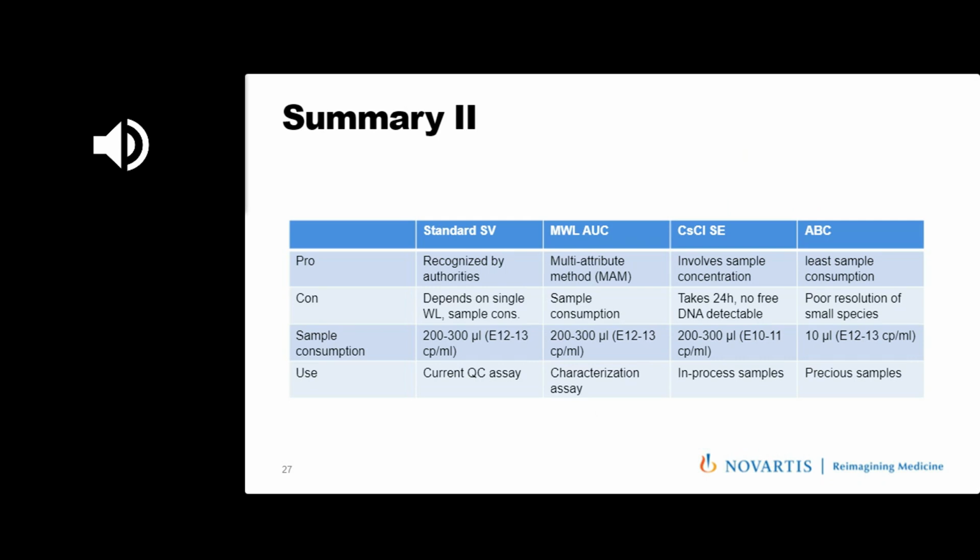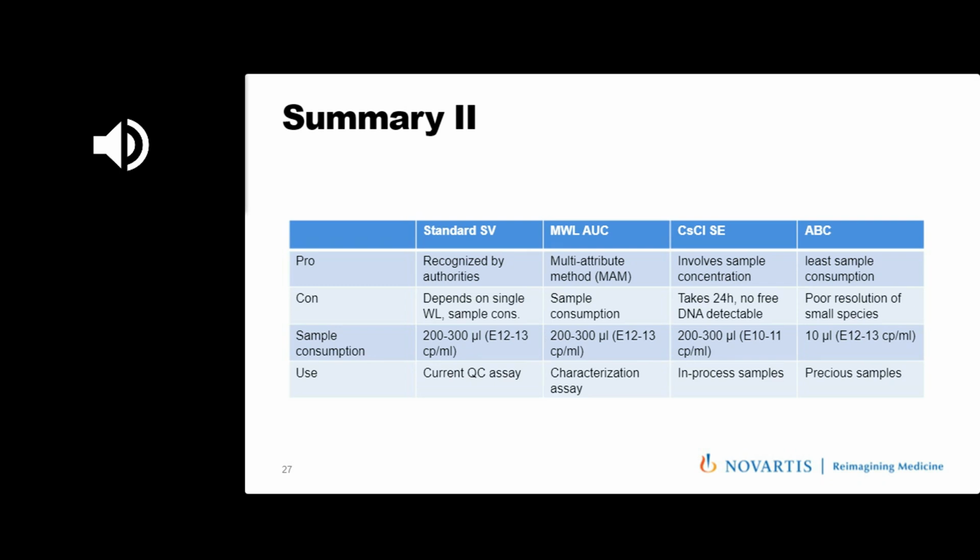You have a standard velocity experiment. This is really good because it's recognized by authorities, but it depends on a single wavelength, and it consumes quite some sample. The sample consumption is the same for velocity and multi-wavelength AUC, but here you can measure more samples. For the multi-wavelength experiment, you should usually restrict yourself to one sample because the scanning time is quite long: you need to scan the sample for all wavelengths, then comes the second scan for all wavelengths, the third for all wavelengths, and so on. So this takes approximately 20 seconds on the Optima for one cell. This is an excellent characterization assay. We haven't submitted it so far to any authority, so let's see what they say to it.